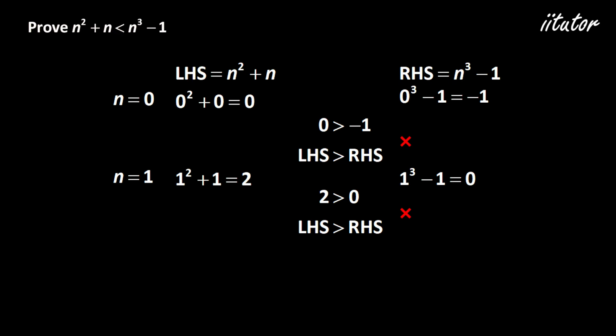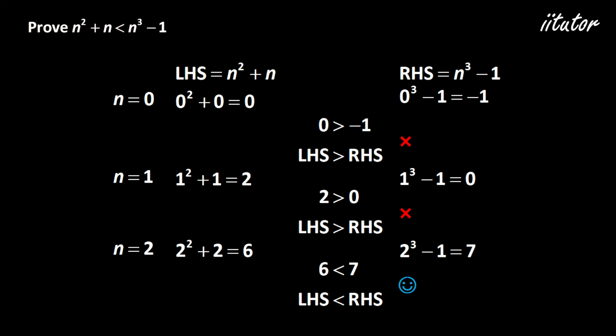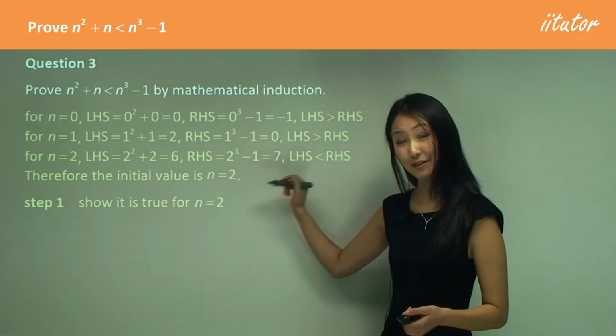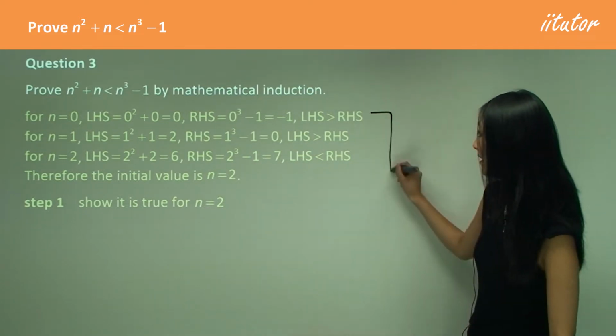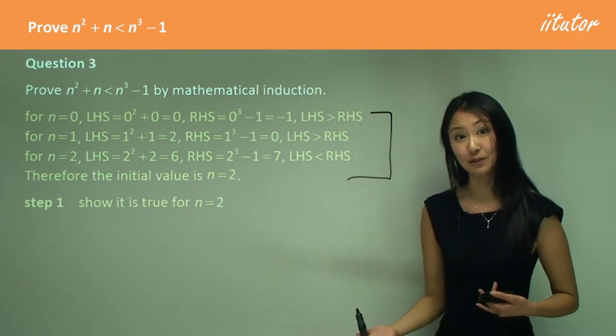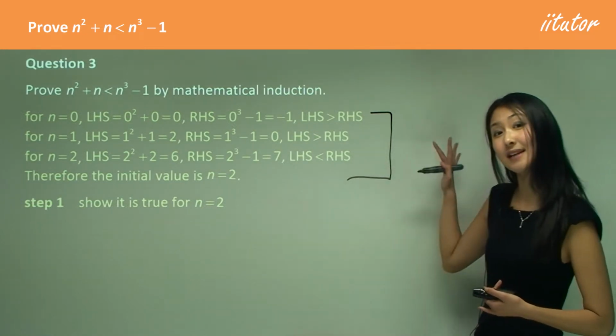And so we just keep going on to the next number. So 2 squared plus 2 equals 6. 2 cubed minus 1 equals 7. So yes, finally, we see that this is when the left-hand side becomes less than the right-hand side. So we know we're working with n is greater or equal to 2. So the initial value is 2, which means now step 1, we show it is true for n equals 2. So this here is the extra step that we have to take if we're not told what n has to be greater or equal to. Okay, so this is an extra step.